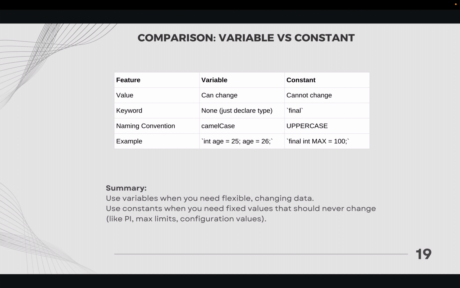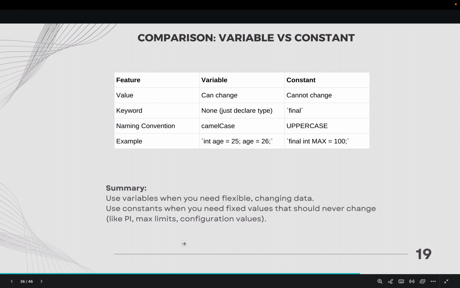And here is a comparison between variable and constant. You can pause this video to analyze this table, but it's pretty straightforward. So in summary, use variables when you need flexible change in data, and use constants when you need fixed values that should never change, like pi, max limits, configuration values.